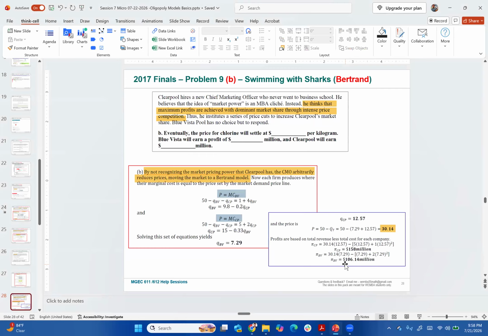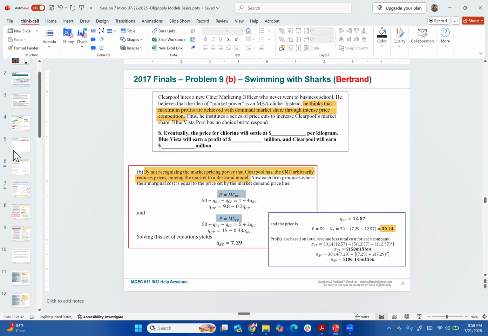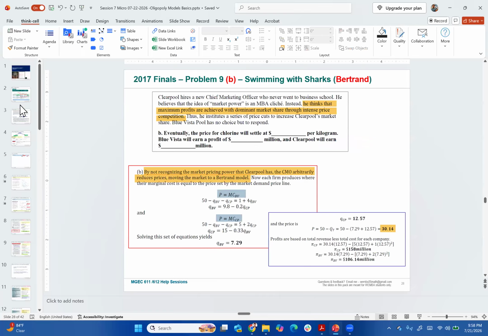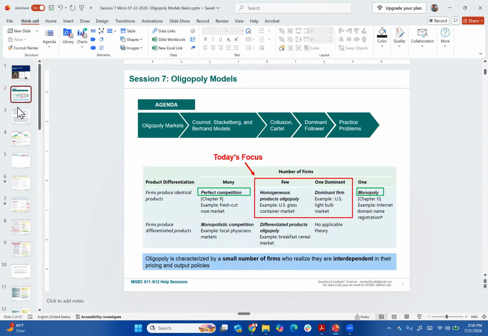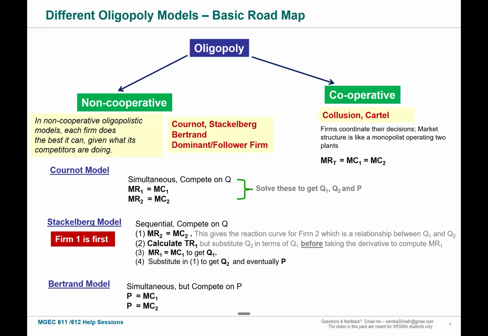Okay, so I will pause here. But if I go back and try to recollect what we did tonight, really we were looking at different oligopoly models. And in oligopoly, I said the key idea is interdependence, and interdependence is measured by the reaction curve. So we studied how we compute the reaction curve for different variants: Cournot, Stackelberg, Bertrand, and most recently dominant/follower firm. This is on the non-cooperative side. And then on the cooperative side, obviously collusion and cartel. Let me pause here. Does this make sense, what we did tonight?